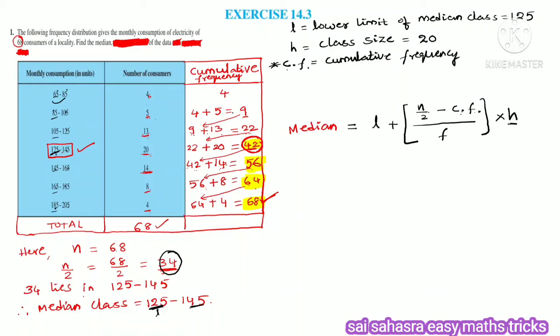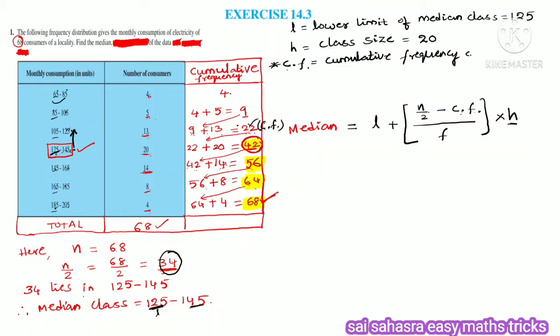Here the cumulative frequencies are 4, 9, 22, 42, 56, 64, 68. Out of all these cumulative frequencies, which one is the requirement? The cumulative frequency of the class preceding the median class is our required CF. Here it is 22. Be very careful. Many students will write 42 as CF. No, not 42. We have to take the cumulative frequency of the class preceding the median class.